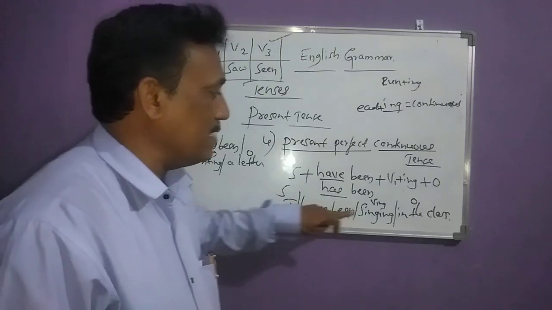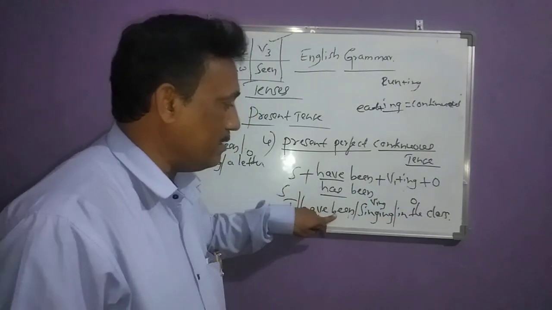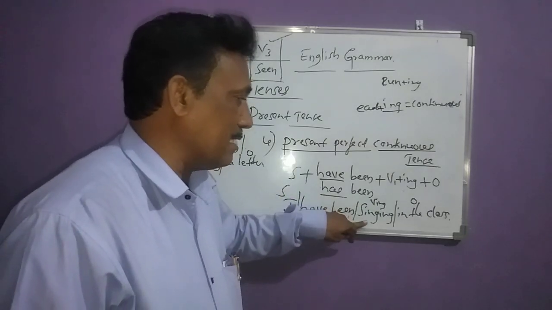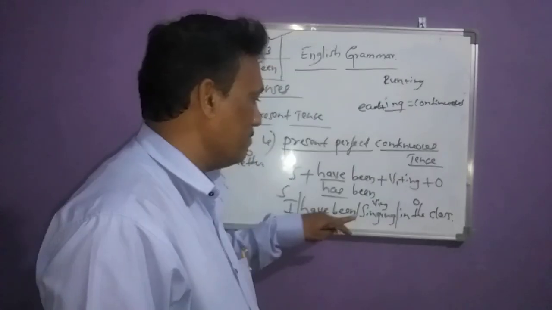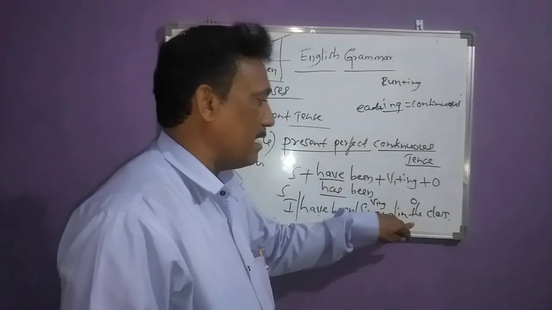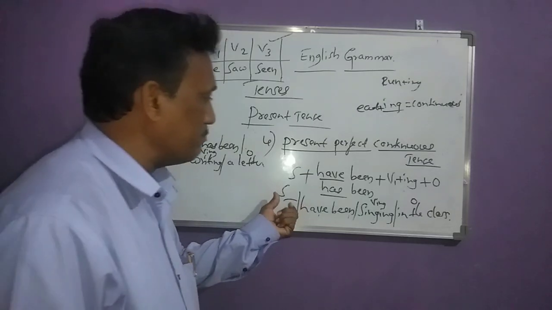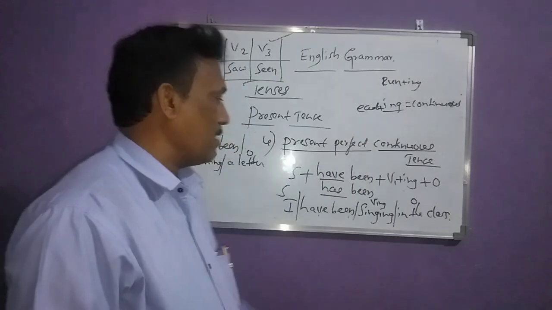So, I have been singing in the class. I is the subject. Have been, because I have been is common. Singing, sing plus ing, singing in the class. Singing is V1 plus ing and in the class is the object. So that's why it is subject plus have or has been plus V1 plus ing plus object.